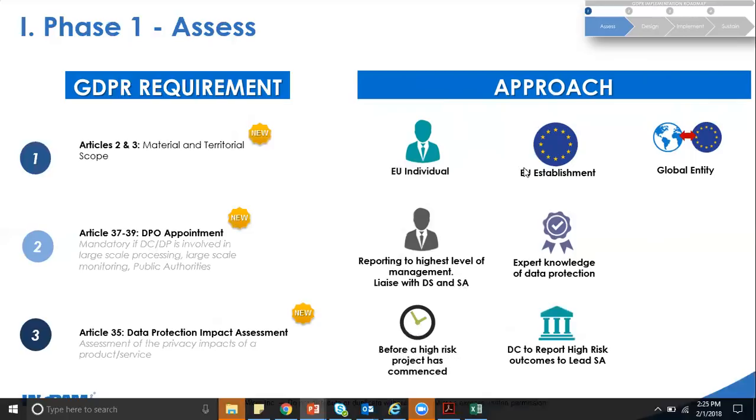So what do I mean by assess really? Under the assessment phase, I'm going to try and understand what I need to do to achieve GDPR compliance and where I stand today, where my organization stands today. So step 1 would be for me to understand what is the material and territorial scope of my organization within GDPR. Now, this is a new or heavily updated section under GDPR, so that's the reason I've highlighted it as new. If it's been updated, you'll see the word updated written over here.